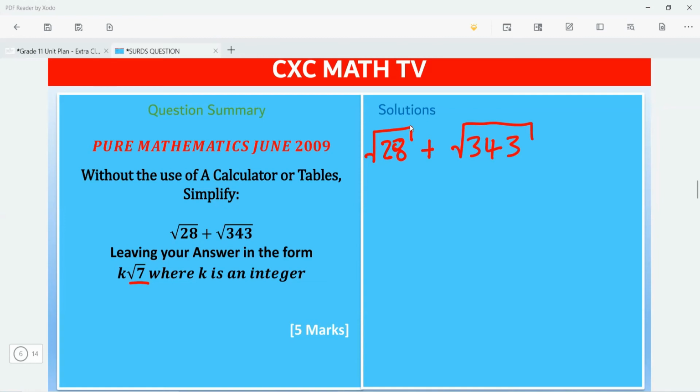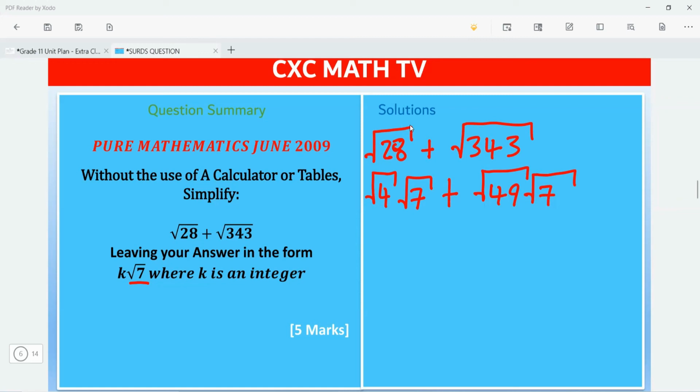So 28 can be written as what? 7 times which number? 4. So we can break up root 28 as root 4 times root 7 plus, now 7 times what number gives me 343? That's 49. Now maybe that won't jump out to you straight away, but that's okay. The more math you do, the more these numbers will jump out to you. All right, 49 times 7 is 343.